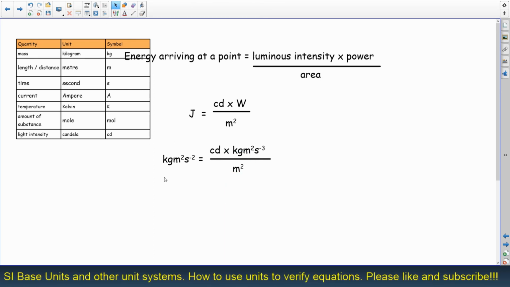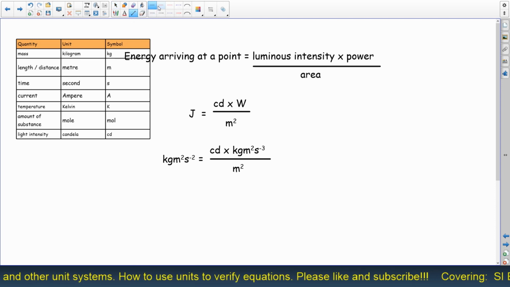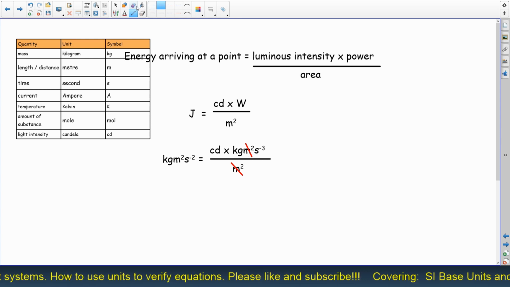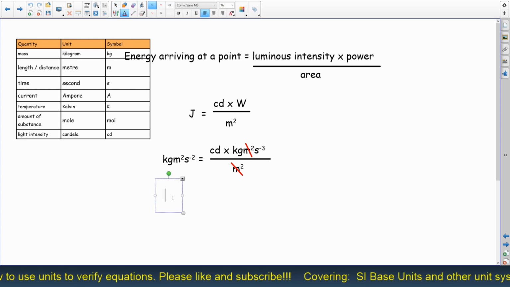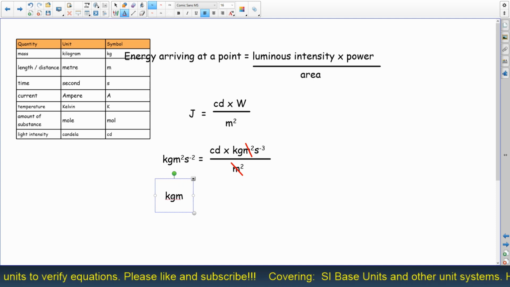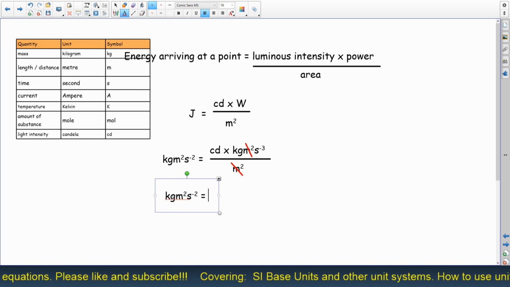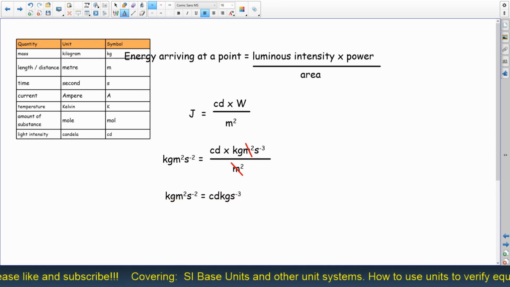Now, if you've got half a mathematical brain right now, you're going, no. Just straight up no. But let's finish it up. That meter squared is going to cancel with that meter squared on the top and bottom lines. And that's going to give me the following statement: for this to be true, the kg m squared s to the minus 2 is going to have to equal candela kilograms seconds to the minus 3.